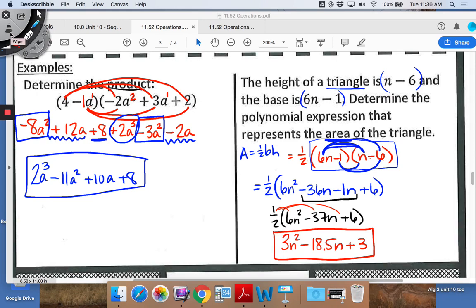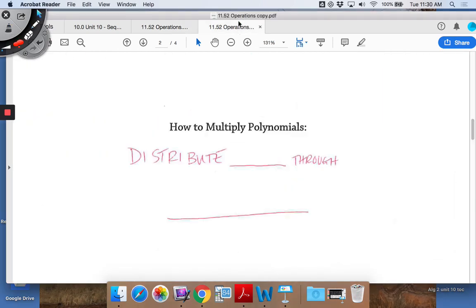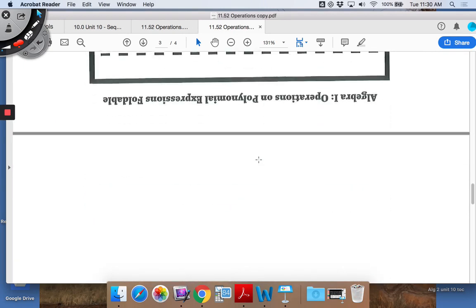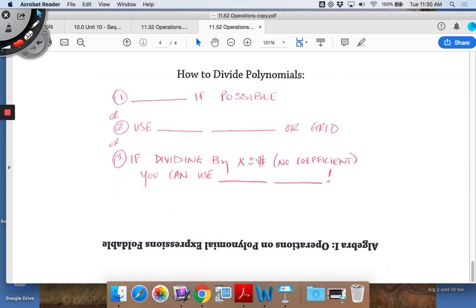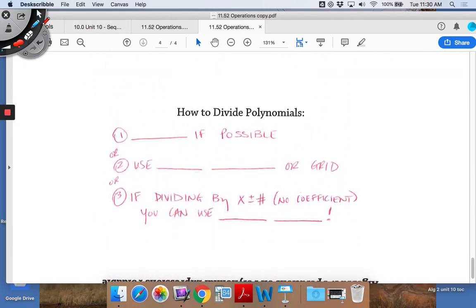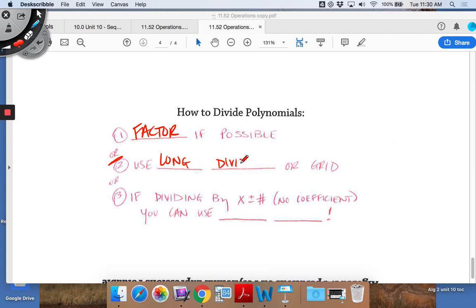Next is dividing. So when we're dividing, let's see if I can find my little notes for dividing. Step 1, or first, we're going to factor if possible and then cancel out common factors. So we'll do some examples of that. Or we could use long division or grid division, which we'll talk about in a little bit.